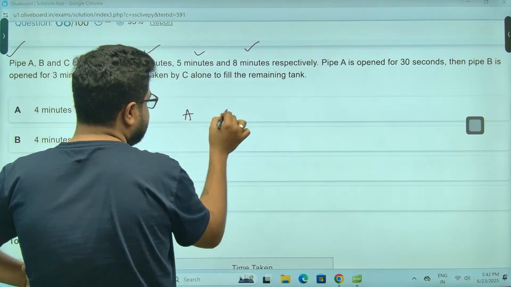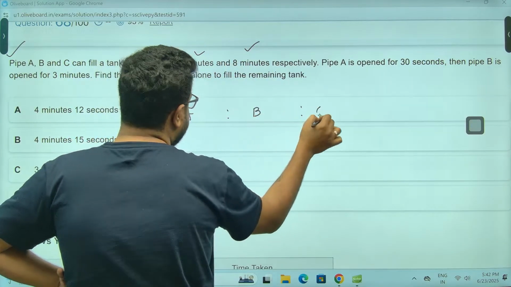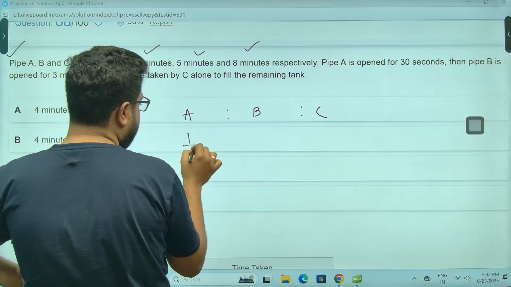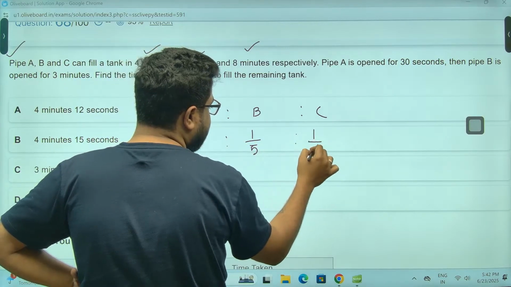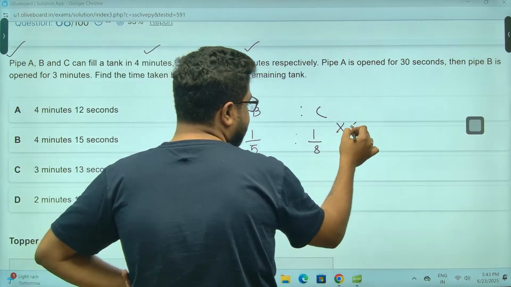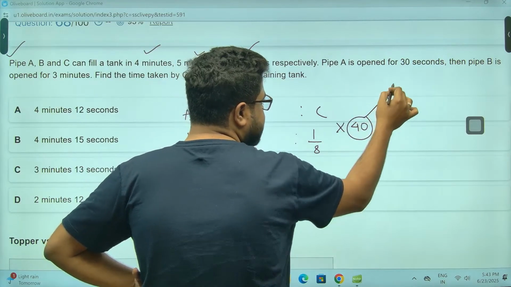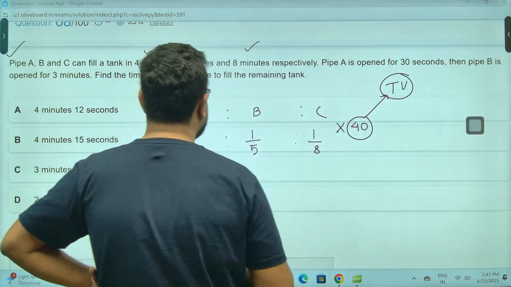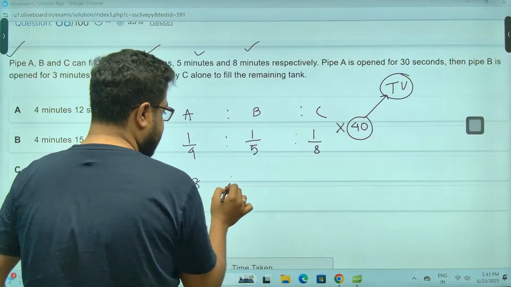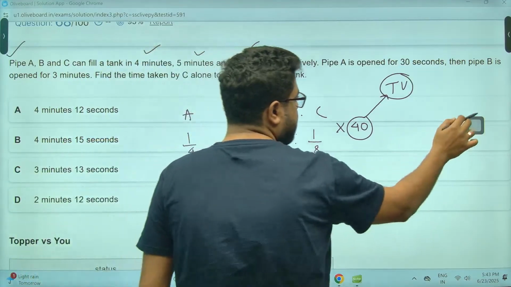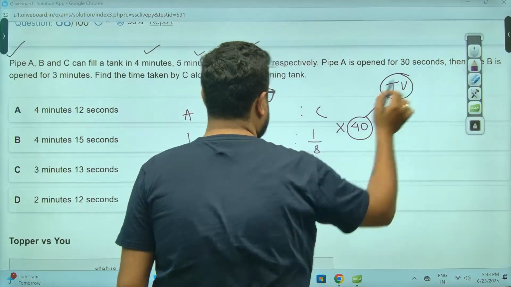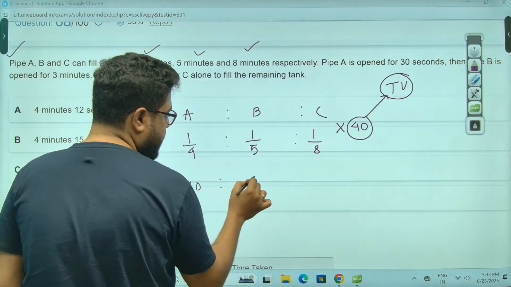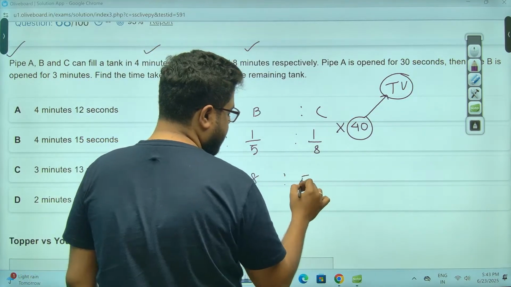Sir, A, B, C time is given. Sir, efficiency ratio निकाल लो. Sir, 1 by 4, 1 by time is efficiency. 1 by 5. 1 by 8, sir. So, LCM is 40, multiply कर दो, and LCM is your total volume always, I told you. So 40 से करोगे तो सर 10, ratio 8, ratio 5.